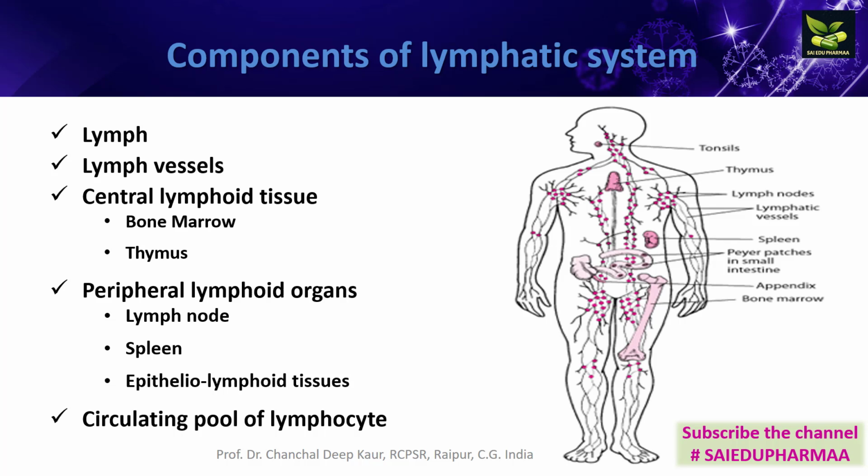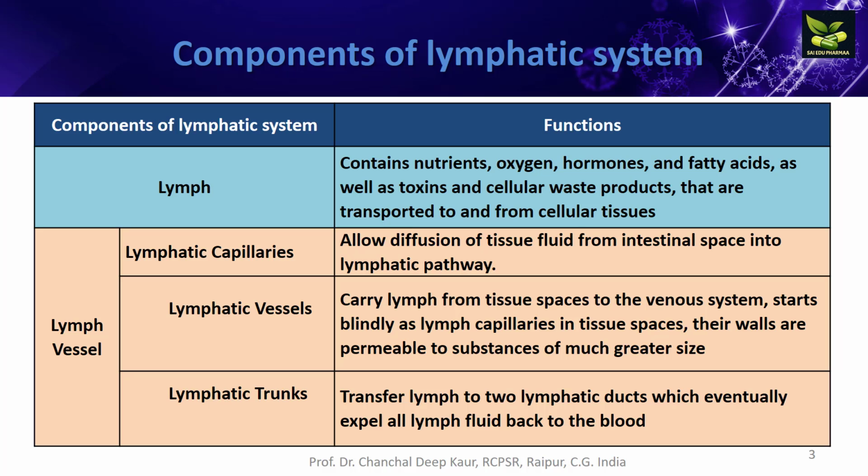As you can see here in this diagram, first is lymph, second comes lymph vessels, then central lymphoid tissues, which constitute bone marrow and thymus, then peripheral lymphoid organs: lymph nodes, spleen, epithelial lymphoid tissues, and the circulating pool of lymphocytes. So now we will see one by one the functions of various components of the lymphatic system.